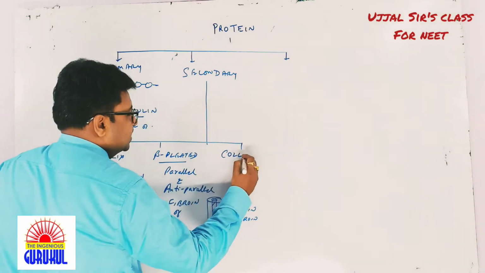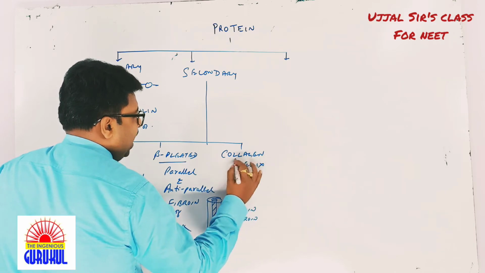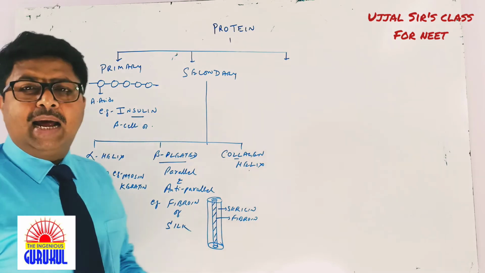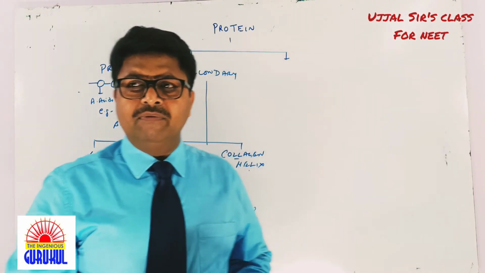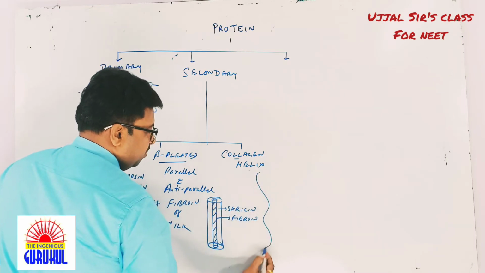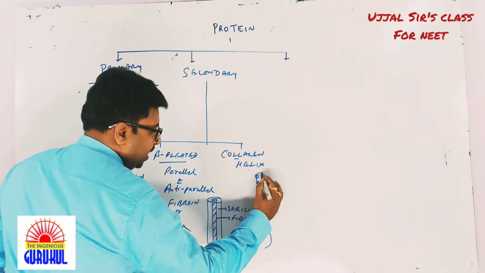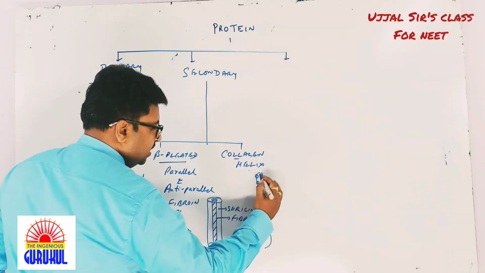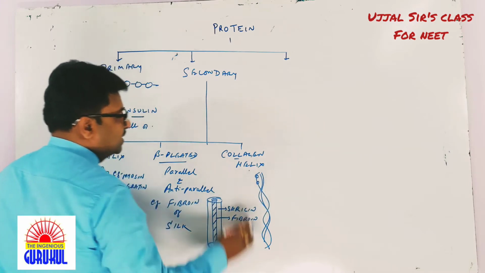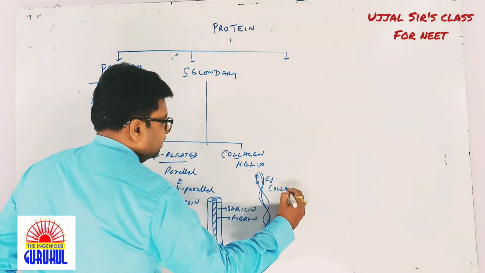Then the third is the collagen helix. What do we know about collagen? Collagen is the most abundant protein in the animal kingdom. We already know that. In the collagen helix, the polypeptide chains or amino acids are present, but they are not one or two, they are three of them. So it's not a double helix, it's a triple helical strand, and the best example of that is collagen.